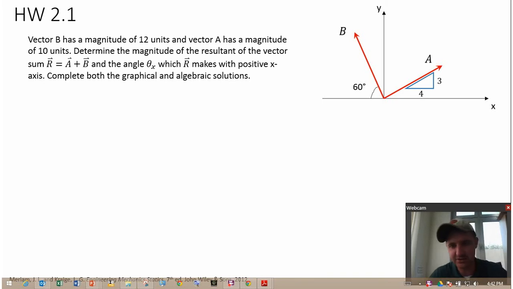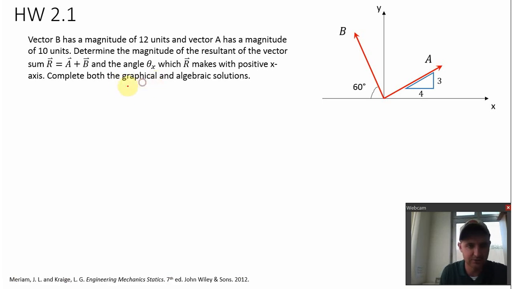The previous video over this homework set, we've already done the graphical approach to this problem. And this video will go over the algebraic approach. That's where we will use component form of vectors.